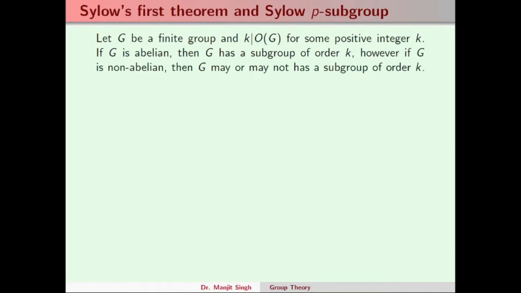Then we are looking for a subgroup of G which has order K. So if G is an abelian group, then G has a subgroup of order K. Otherwise there is a problem to find a subgroup of order K when K divides the order of G.